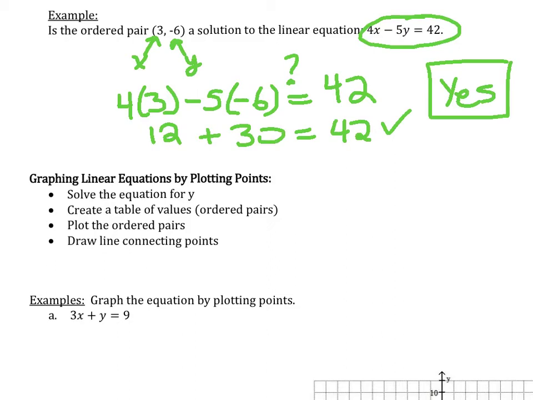All right, and these are some steps that I take when I graph an equation by plotting points. The first thing I do is I solve the equation for y. All right, and this is not a necessary step, but it'll help you kind of organize your thinking.